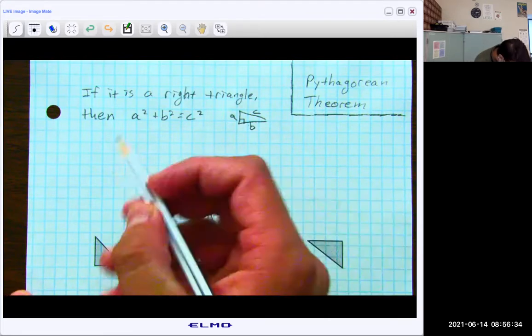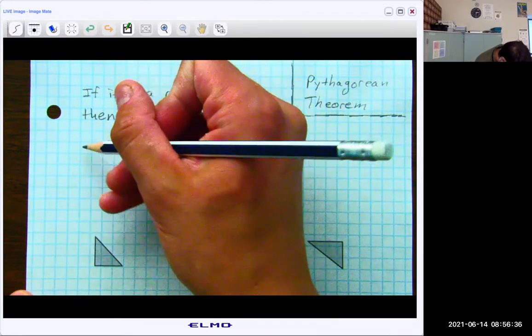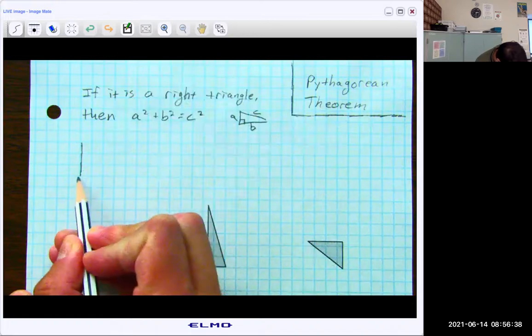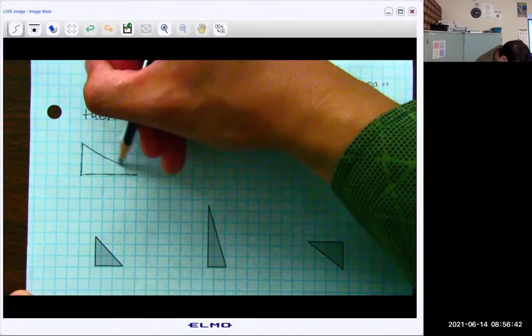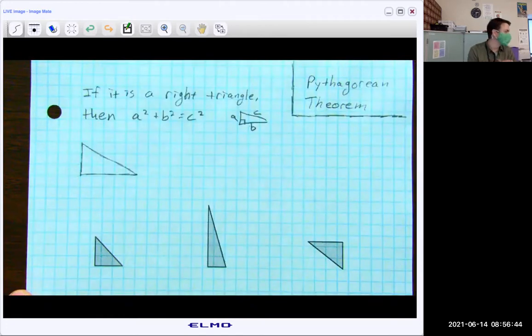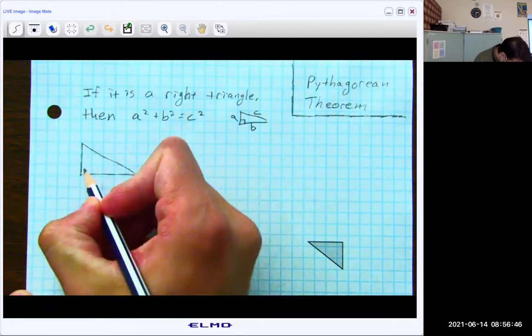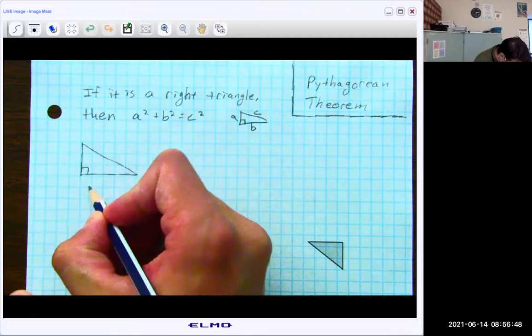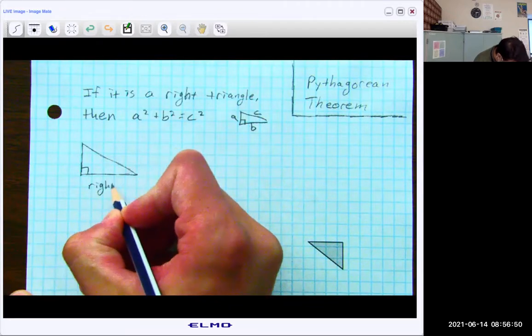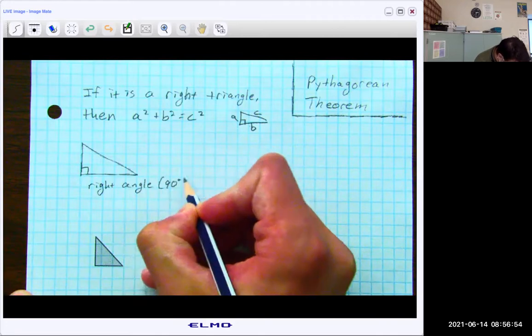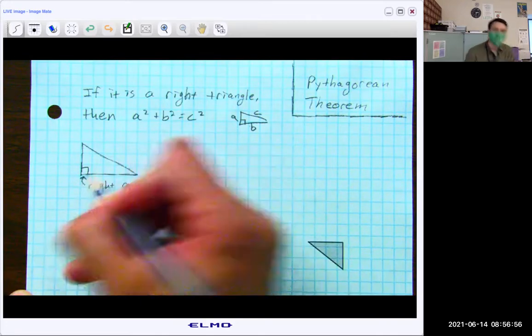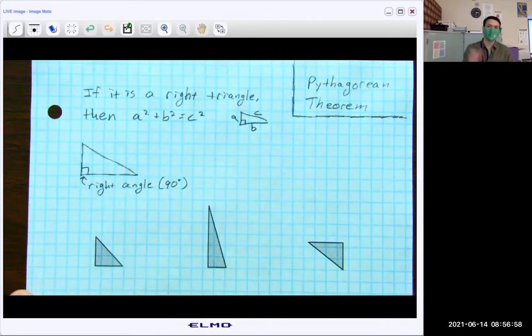One thing to point out is in your right triangle, I'm going to draw another one a little bit bigger. There's lots of different ways you could draw it, and you could rotate it, and you can turn it, but you're always going to have this right angle right here. And a right angle means that it's 90 degrees, like the corner of a square.